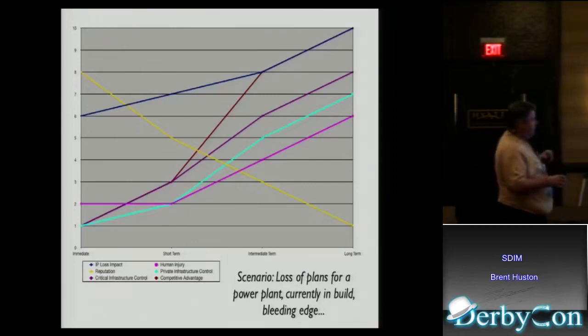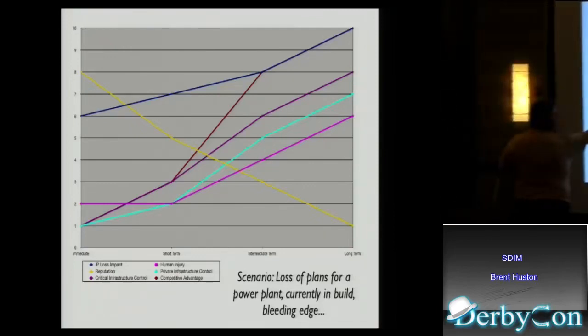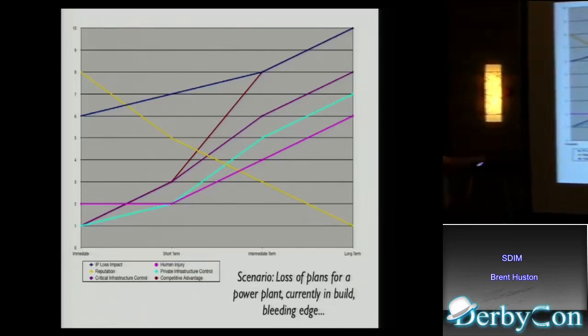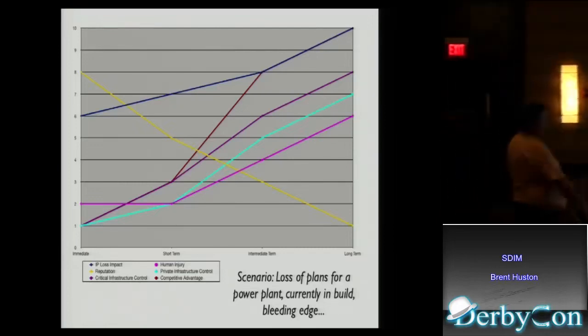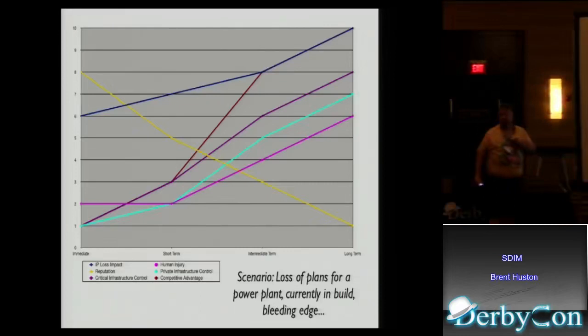The next one is critical infrastructure control. This is the sort of hot pink line that's right here. And you can see it kind of starts out, because they're still building the plant, it's not really online yet, so it's sort of a low-end risk, but it ramps up over time as they bring more and more of the plant online.